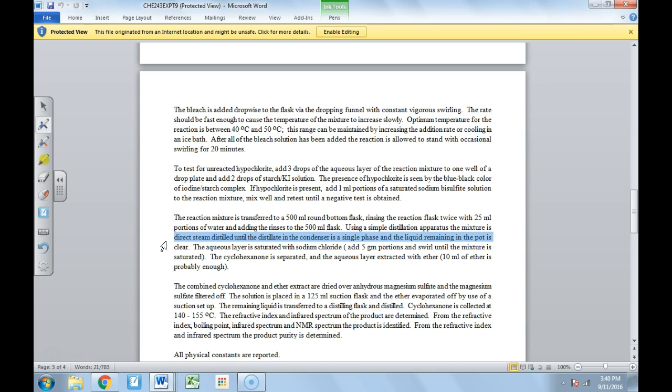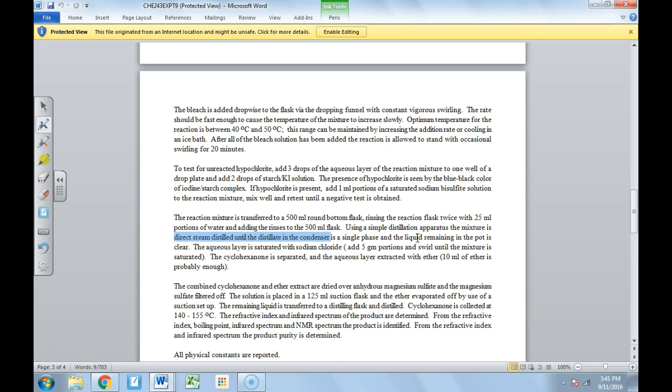There's the pot, that's that 500 milliliter round bottom that you're starting with, and then there's the receiver, where it's going. Okay, so this direct steam until the distillate in the condenser is a single phase, and the liquid remaining in the pot is clear. The idea here, in a practical sense, is that it's going to be tough to see if the single phase is actually in the condenser. I mean, it's just drops going through the condenser. So that's going to be tough to see. And as it comes over and is in the receiver, that's going to be tough to see.